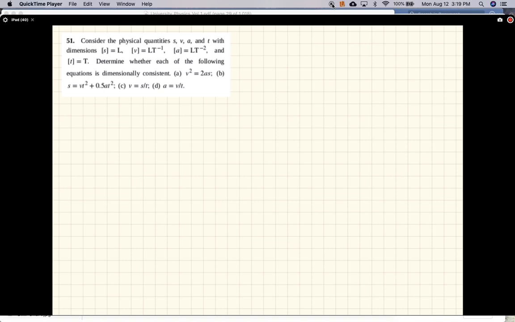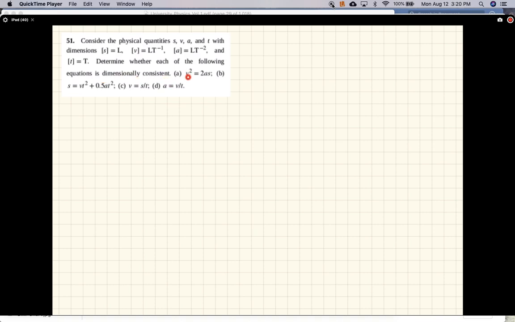Okay, this problem says consider the physical quantities S, normally used for distance, V for velocity, A for acceleration, and T for time, with dimensions. The dimensions of velocity and speed are length over time, acceleration is length over time squared, and so on. Determine which of the following equations is dimensionally consistent.